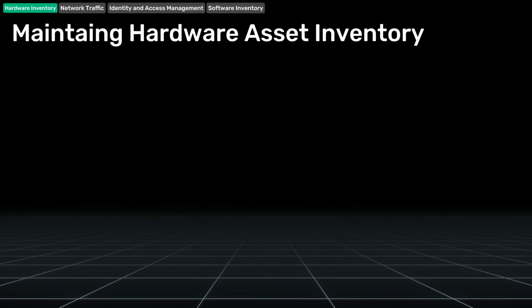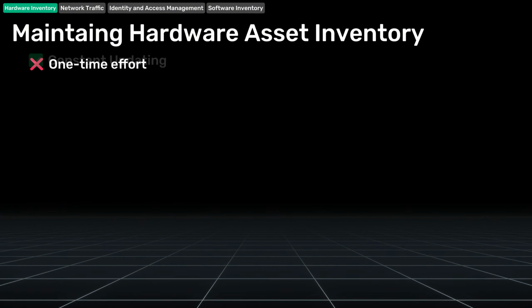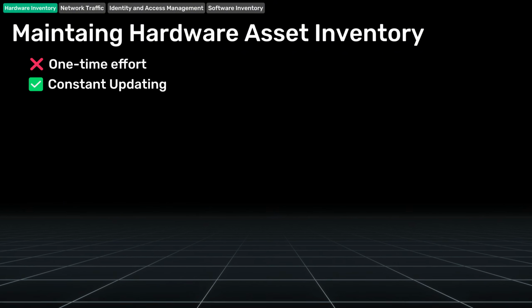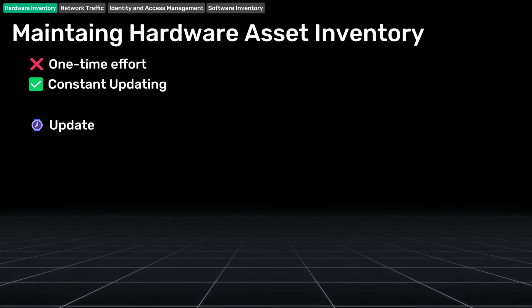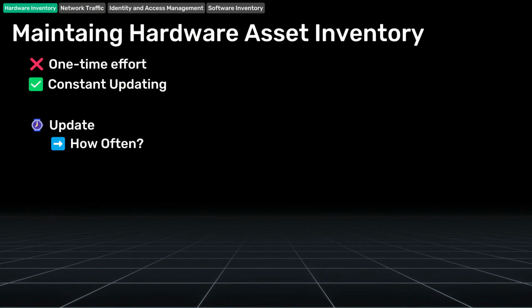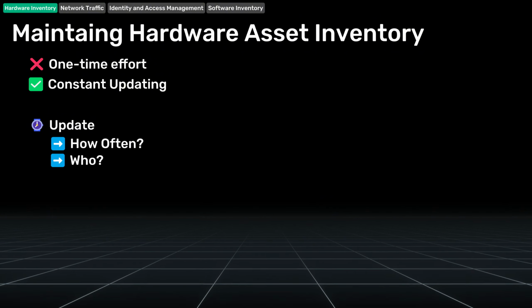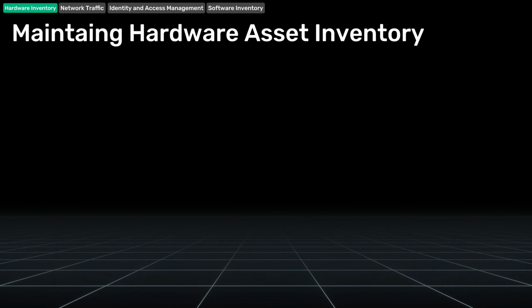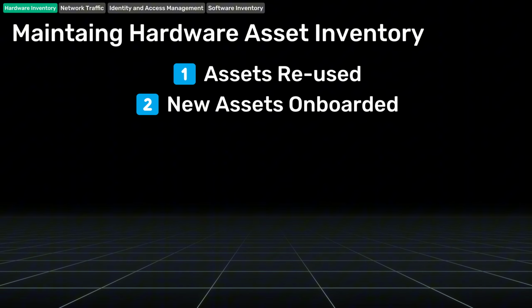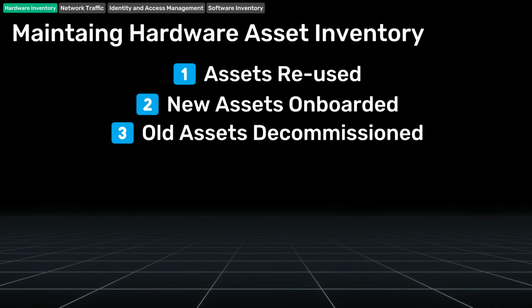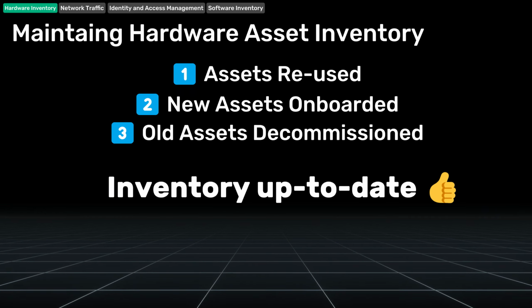Maintaining a baseline hardware inventory is often not a one-time effort and will need constant updating. So some software can do this automatically to a certain extent, but if using a spreadsheet to maintain it manually, then it's good to have an interval defined as to how frequently it would be updated, who would update and verify the inventory, and this will ensure as people leave or join, assets are reused for different purposes, new assets are onboarded, old assets are decommissioned, and the inventory stays up to date.